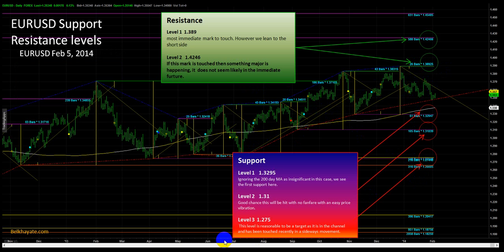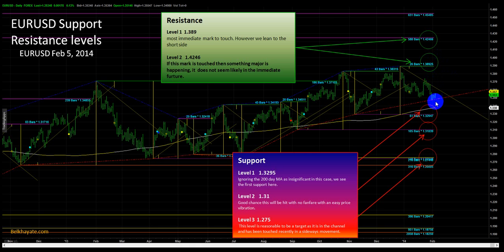So where do we see the euro traveling? What we normally do is start with the side that we believe is less likely to happen. In this case, we believe it's the resistance. The first mark where price could travel for any kind of resistance would be at 1.38925. Less likely to hit is the second mark at 1.42466. We believe that this is not going to happen anytime soon. In fact, if price comes up and touches and breaks free here, we'll have another analysis.